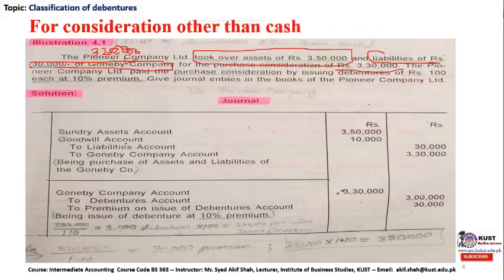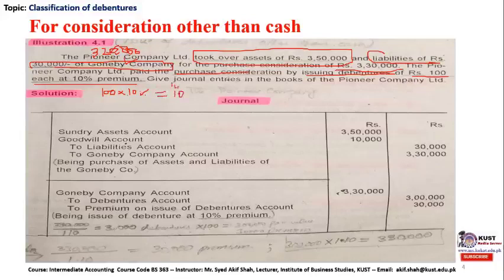The Pioneer Company Limited paid the purchase consideration by issuing debentures. So the Pioneer Company has not paid the Gone By Company in cash, rather it has issued debentures of rupees 100 each at a 10% premium. It means that the Pioneer Company has issued the debentures to the Gone By Company. The face value of the debenture is 100. However, the Pioneer Company has sold at a 10% premium, which means the 100 rupees debenture has been sold at how much premium? 10%. So if we multiply 100 with 10%, the resultant value will be rupees 10.